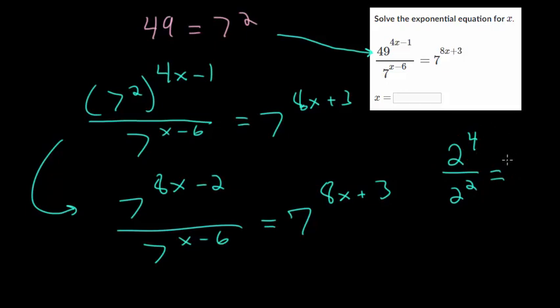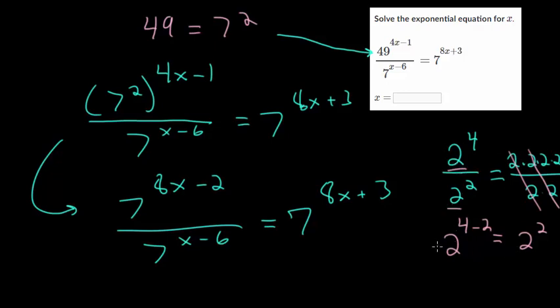2 to the 4th is just 2 multiplied by itself 4 times. And we have 2 multiplied by itself twice down below. And you can see 2 of the 2's in the top and the bottom are going to cancel out. And this is just 2 times 2, which is 2 squared. And so the pattern here is that when you have division, you can take the top exponent and subtract the bottom exponent. So this pattern will always hold, assuming that the bases are the same here.